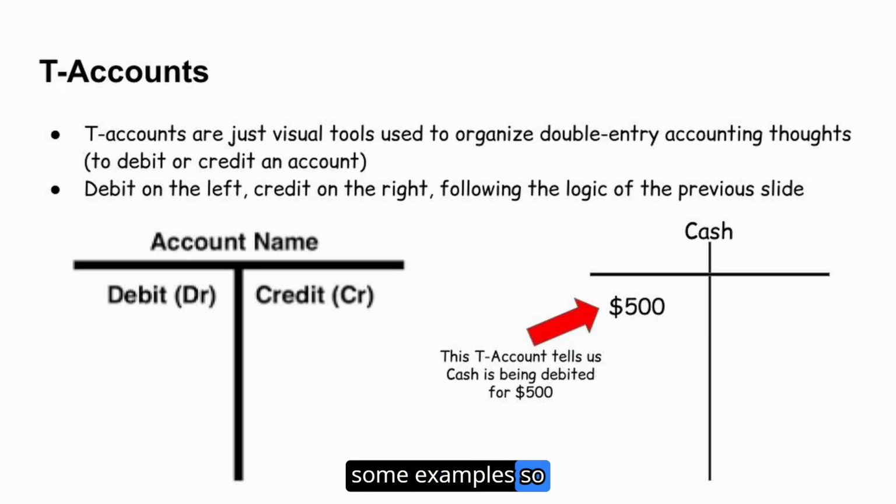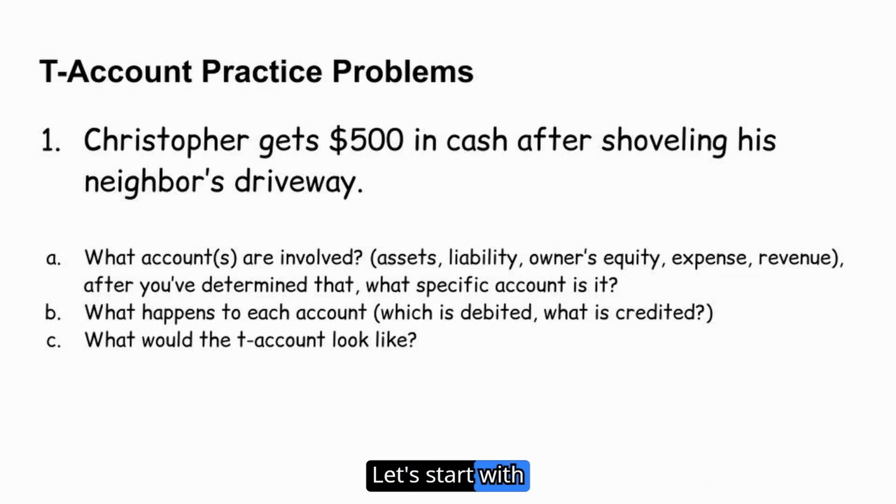Let's try some examples so you can understand what's going on. Let's start with number 1. So here, Christopher gets $500 in cash for performing a service. When working on T account problems, we want to ask ourselves a few questions. First, what accounts are involved here?